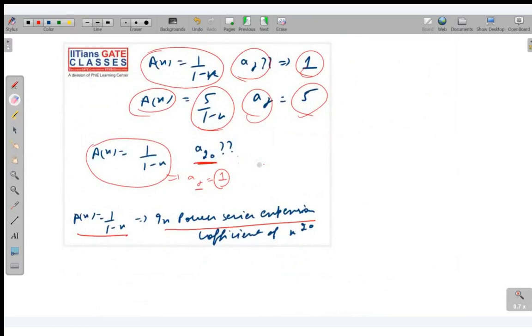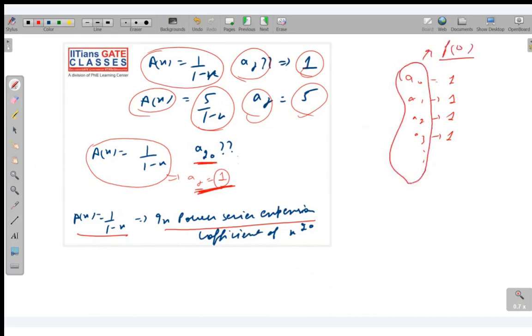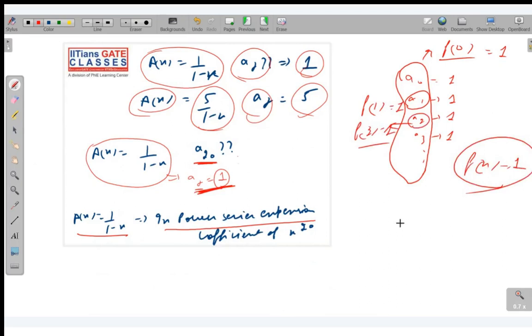So see, AR is 1. What do you mean by AR is 1? You will say A0 is 1, A1 is 1, A2 is 1, A3 is 1, and so on. Try to toss everything in your mind; only then you will get clarity. A0 is a representation, F0 is 1. A1 is a representation, F1 is 1. A2 is a representation, F of 2 is 1. So directly and indirectly they are saying the function FX was 1 only.